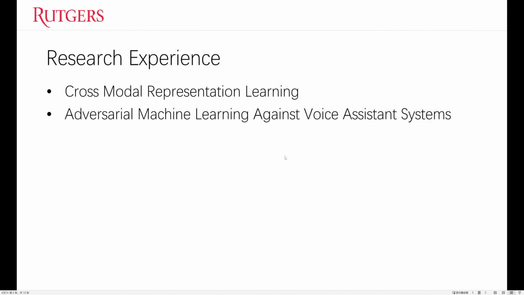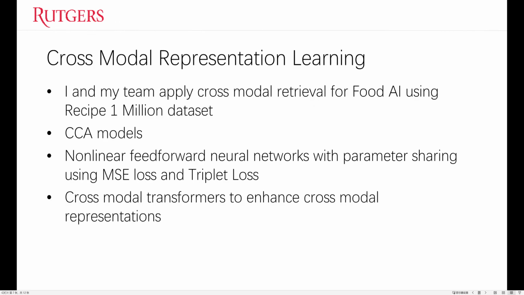And then this is my research experience. I've done several projects, and there are two that are very important for me. The first one is called cross-modal representation learning, and the second one is called adversarial machine learning against voice assistant systems. For the first one, my team and I applied cross-modal retrieval for food AI using the Recipe1M dataset. To reach this goal, we designed three different kinds of structures.